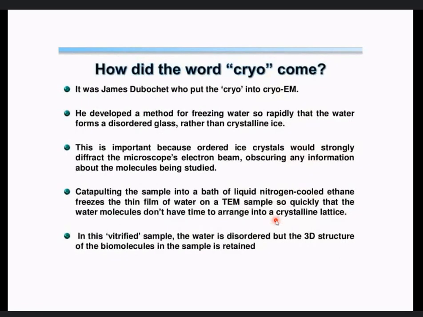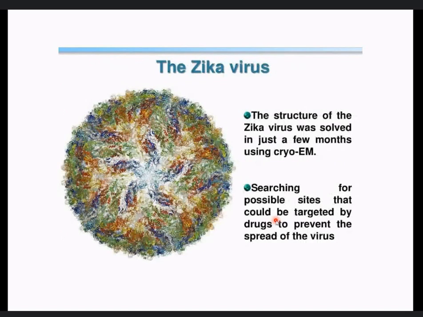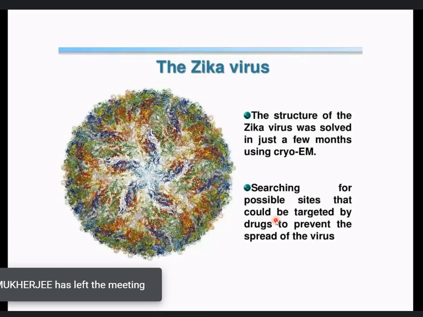So the name cryo stems from the low temperature, liquid nitrogen temperature, or maybe lower than that. This is the structure of Zika virus obtained from cryo-microscopy. The structure of Zika virus was solved in just a few months using cryo-EM, searching for possible sites that could be targeted by drugs to prevent the spread of the virus. So that's so important. If you know the structure in detail, then you can find the right kind of drug and target the drug to bind somewhere. So this is so important.